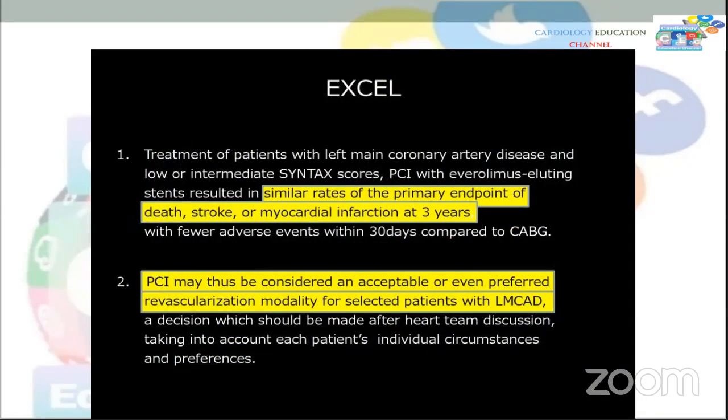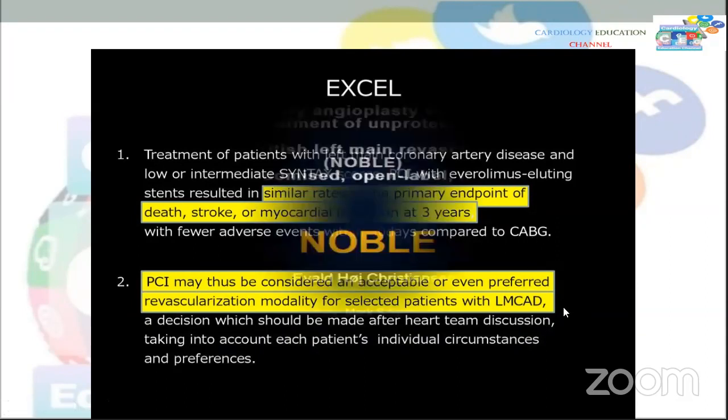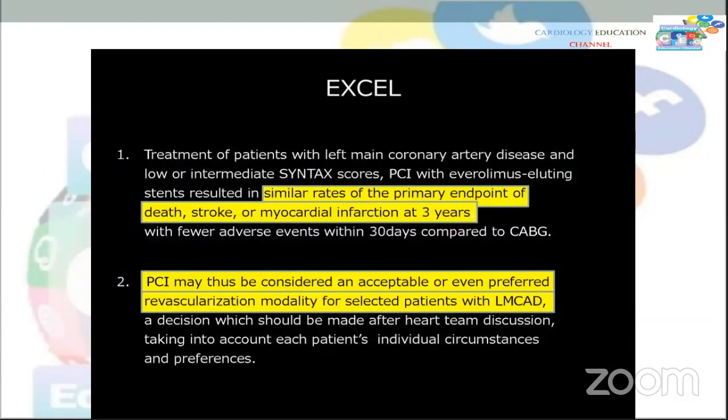EXCEL included treatment of patients with left main coronary artery disease, low or intermediate SYNTAX score at the point of analysis. PCI was done with Xience stent, and we got similar rates of the primary endpoint composite of 3-point MACE at 3 years, with fewer adverse effects in the first 30 days compared to CABG. So the message delivered from the EXCEL trial was that PCI may be considered an acceptable or preferred revascularization modality for selected patients with left main coronary artery disease, in the first and second tertile of the SYNTAX score, and this decision, of course, should be made after the heart team discussion. This is a very superficial view of the EXCEL.